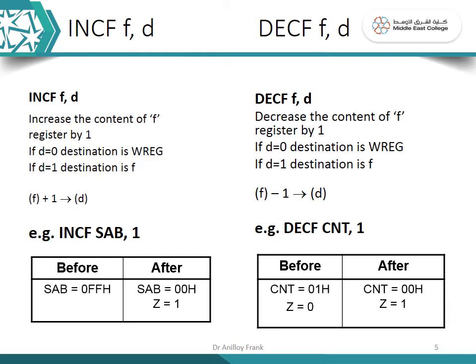The DECF instruction decreases the content of the file register by 1. If the destination is 0, the result is stored in the W register, and if it is 1, it is stored in the F register. DECF count decreases the count by 1, and after the decrement, if the value is 0, the Z flag is set.